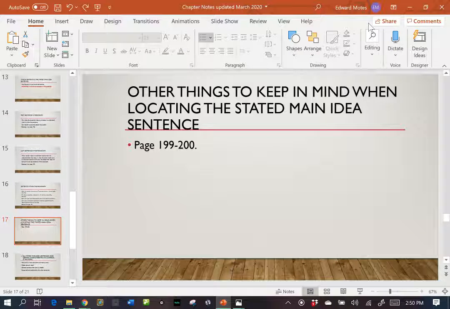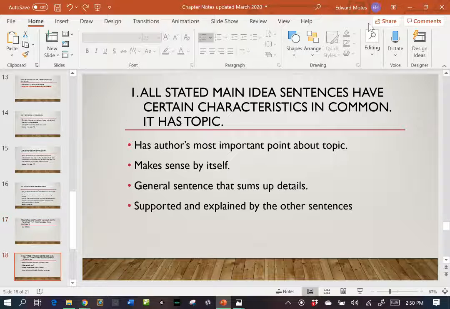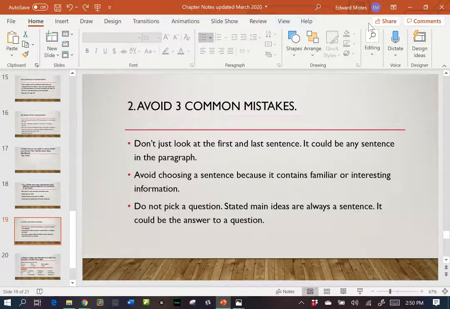All right, finally, remember pages 191 to 200. Those are other things we have to keep in mind in the gray box. First, all stated main idea sentences have certain characteristics in common. So it has the author's most important point about the topic. It makes sense by itself. It's a general sentence that sums up the details, and it's supported and explained by the other sentences in the paragraph. There's 3 common mistakes you want to avoid.